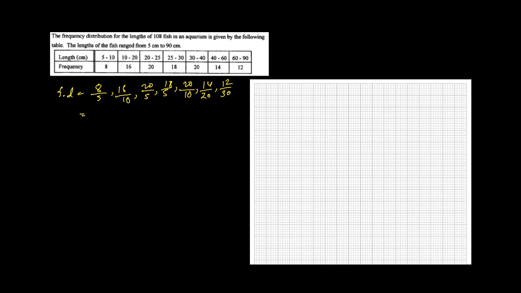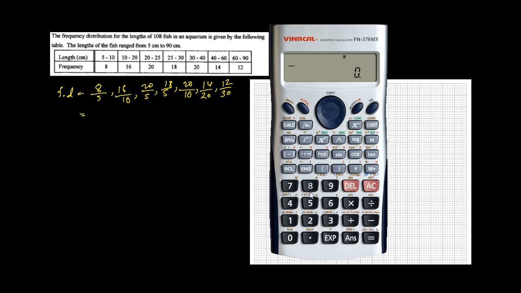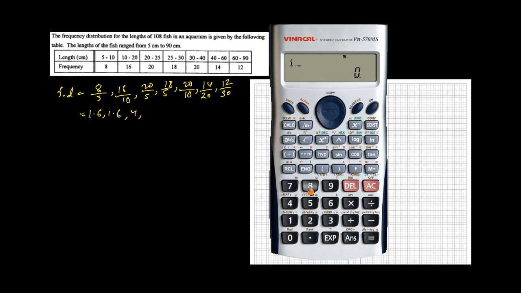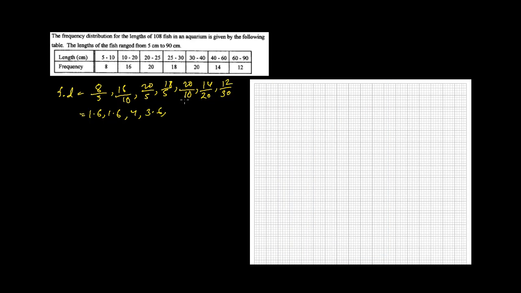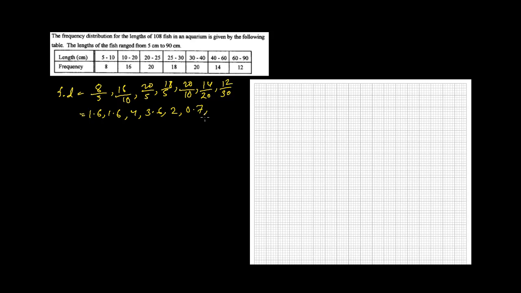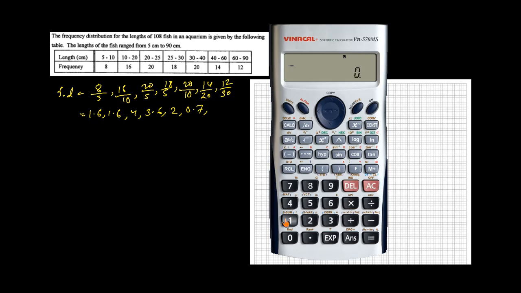So let's calculate. 8 divided by 5 is 1.6. This is also 1.6. 16 divided by 10 is 4. 18 divided by 5 is 3.6. 20 divided by 10 is 2. 14 divided by 20 is 0.7. 12 divided by 30 is 0.4.